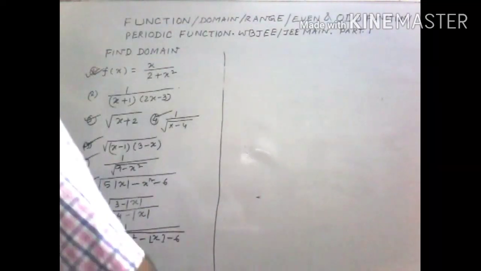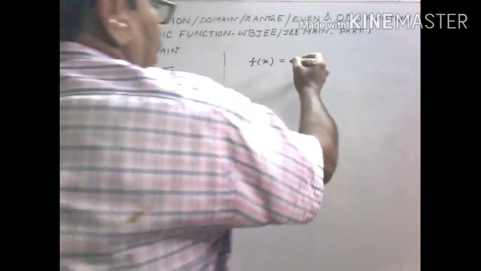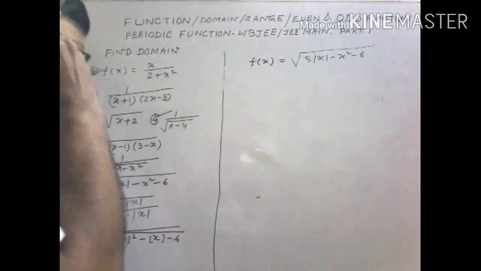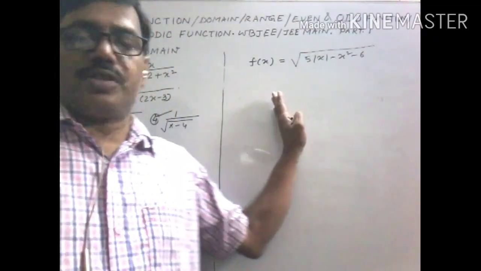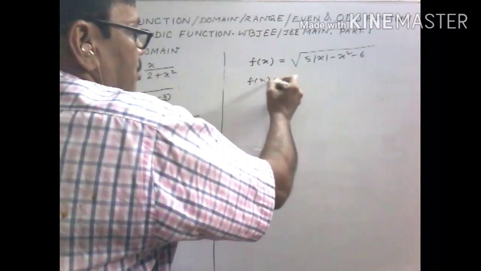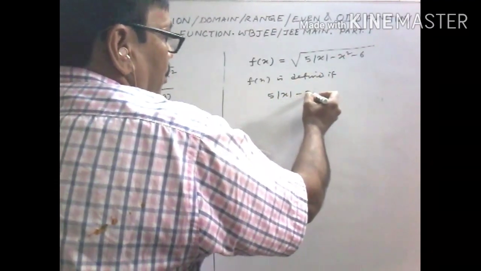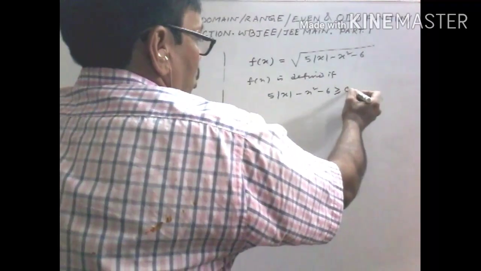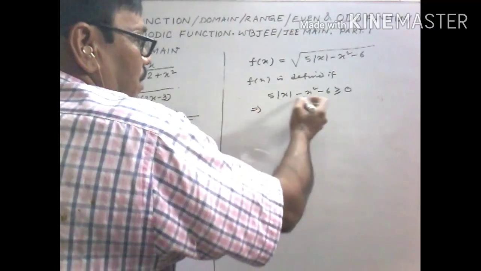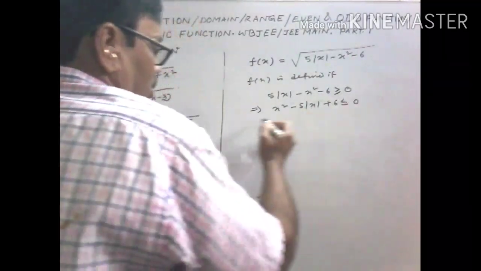So problem number 7. f(x) equals root over 5|x| minus x square minus 6. Same idea. So f(x) is defined if the expression under the root over 3 is greater than or equal to 0. It is in the numerator, so we can multiply by a negative sign, and this is less than or equal to 0.